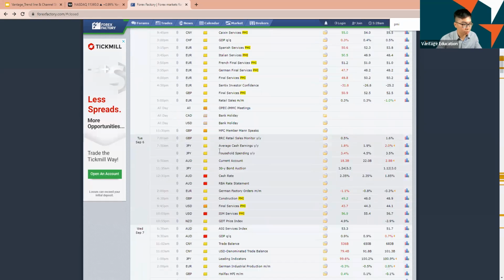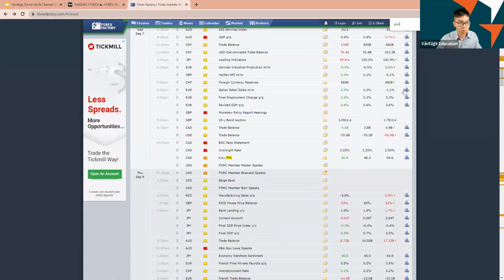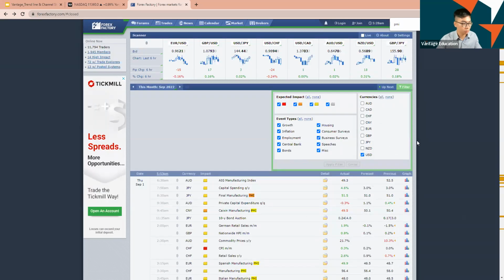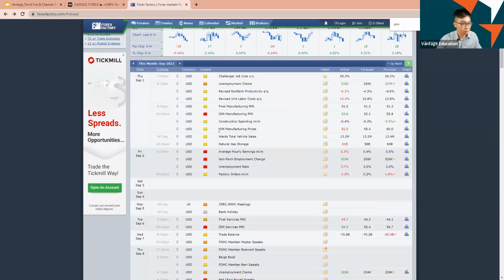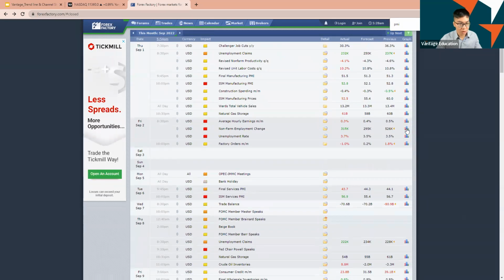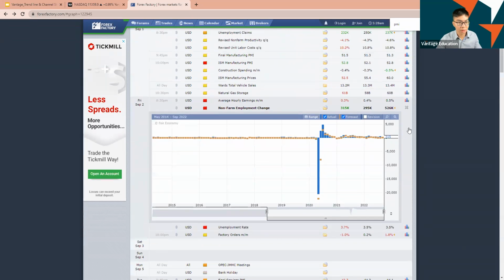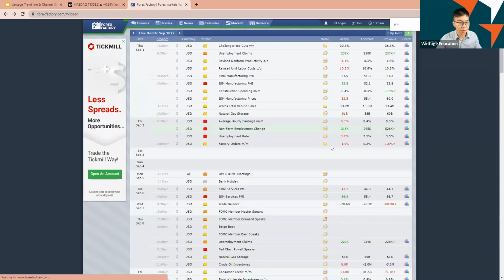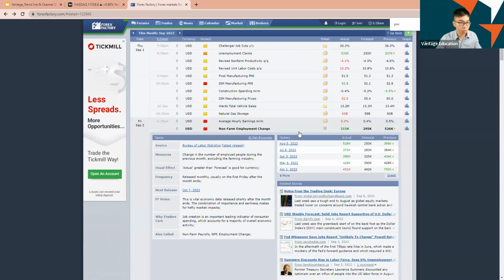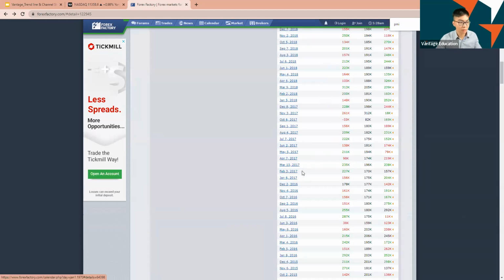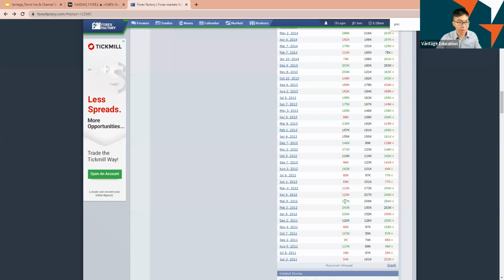Okay, I'll get an example of US. Let me filter it out. None, only US dollar. For non-farm employment change, what I actually like to do is I grab all the data, all the previous data, and more. I get it all the way back. I collated the data all the way back to the maximum allowed.